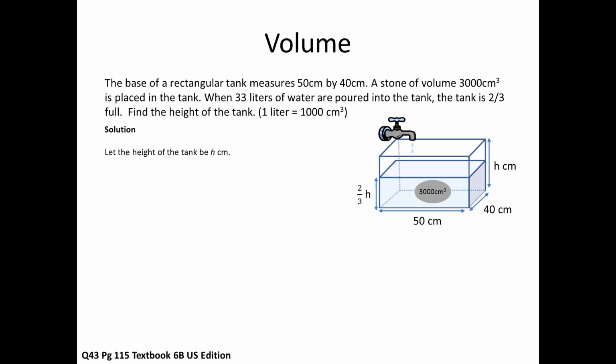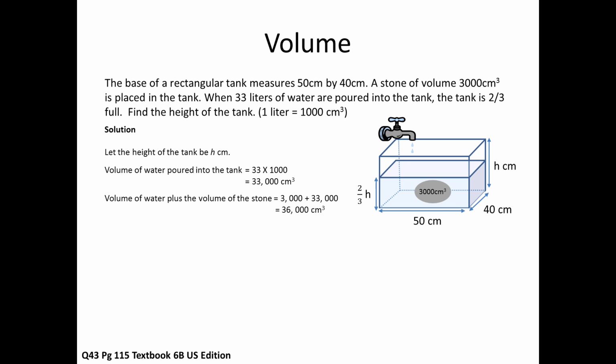Now let us look at the solution. Let the height of the tank be h centimeters. The volume of water poured into the tank is 33 liters. We want to convert 33 liters to cubic centimeters. So we take 33 times 1000, which is equal to 33,000 cubic centimeters. Then we find the volume of water plus the volume of the stone, which is equal to 3000 plus 33,000, which is equal to 36,000 cubic centimeters.